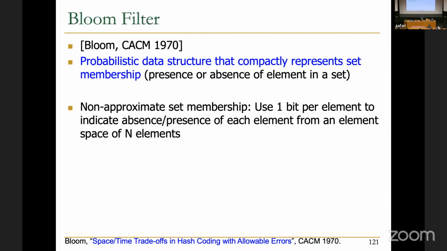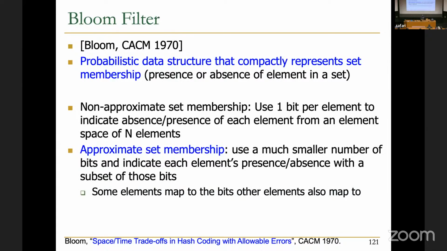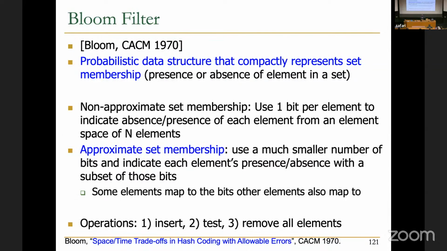And so if you want to do it in a non-approximate way, then you need to use a bit for each element to identify if that element belongs to a set or not, right? So you do some approximation here. You use some hash functions to share some bits, and you use a much smaller number of bits to indicate an element's presence in a set. So some elements map to bits that other elements also map to. So there is that aliasing. And you have three operations here called insert, test, and remove.